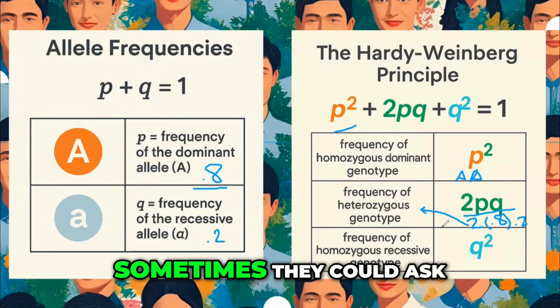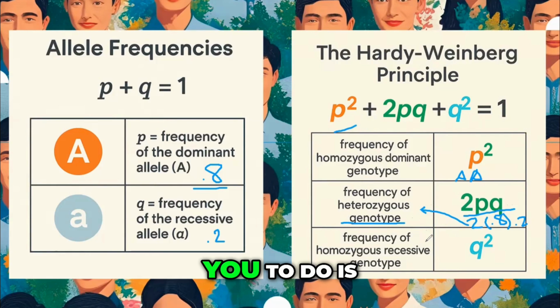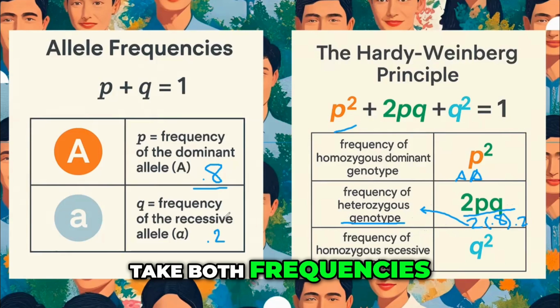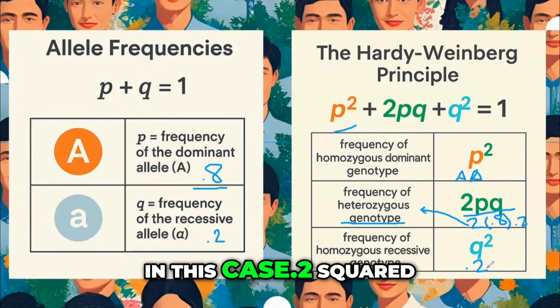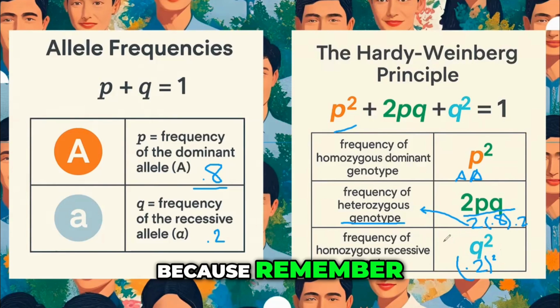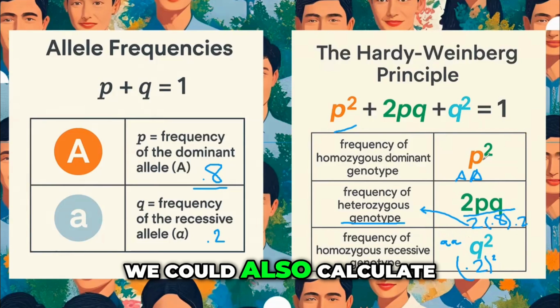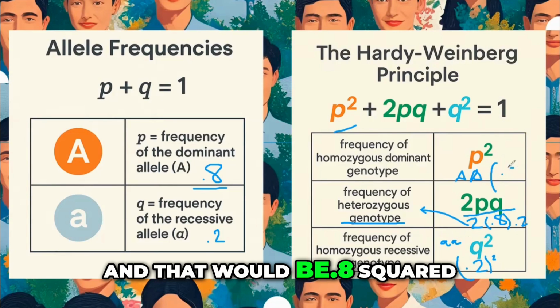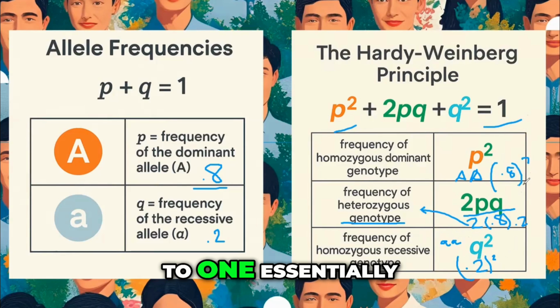So be aware of that. Sometimes they could ask you just for the frequency of heterozygous genotype, and what they're asking you to do is take both frequencies, the dominant allele and the recessive allele, and multiply them by 2. Then we have the frequency of the homozygous recessive genotype, which in this case is 0.2 squared, because remember, we're taking little a and little a, and that'll be Q squared. We could also calculate it for the dominant, and that would be 0.8 squared. So the sum of all three of these values will add up to 1 essentially.